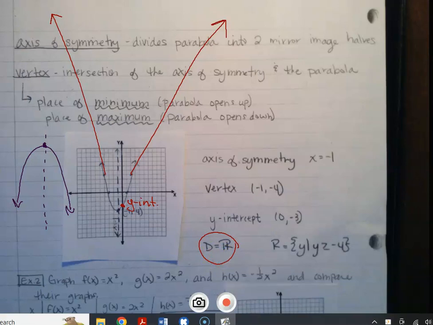Okay, Brandon, can you re-explain why it's all real numbers? So the domain is just saying any x value. Because this goes up and goes out like that, if you said you wanted your x value to be 5,000, and you zoomed this out enough, this would continue going forever. So if you zoomed out enough, it would eventually hit 5,000.